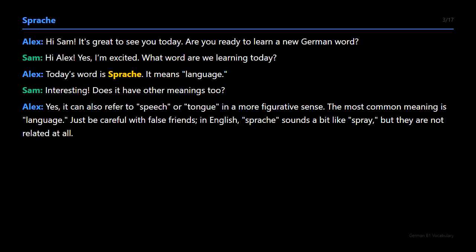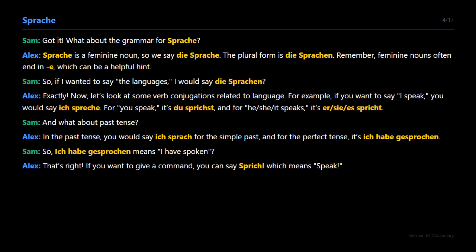Got it. What about the grammar for Sprache? Sprache is a feminine noun, so we say die Sprache. The plural form is die Sprachen. Remember, feminine nouns often end in -e, which can be a helpful hint. So, if I wanted to say the languages, I would say die Sprachen.